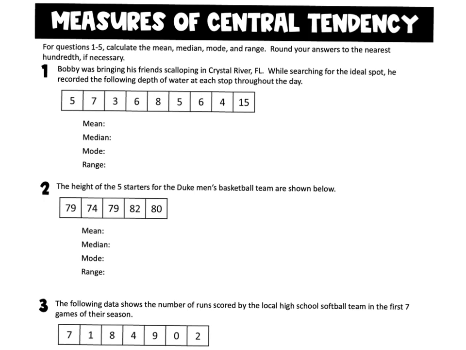So the directions say for questions 1 through 5, calculate the mean, median, mode, and range. Round your answers to the nearest hundredth if necessary. That might come into play for a couple of different items there.